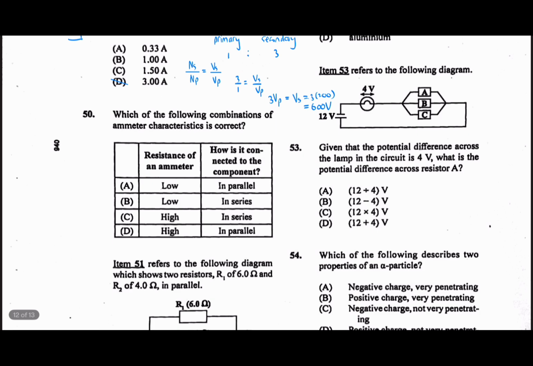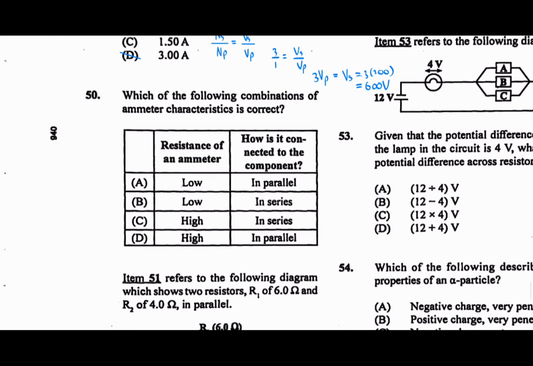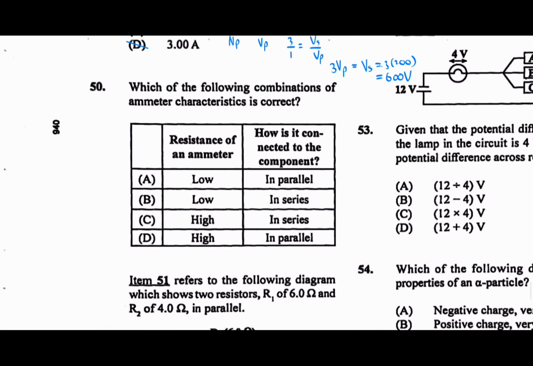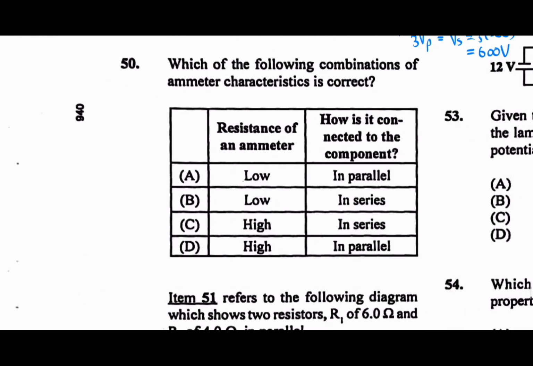50. Which of the following combinations of ammeter characteristics is correct? So when we're hooking up our ammeter in a circuit, let me just give you all an example. So this is our battery cell here, positive, negative. If I wanted to measure the current, and I'm going to add in a resistor here, why not?